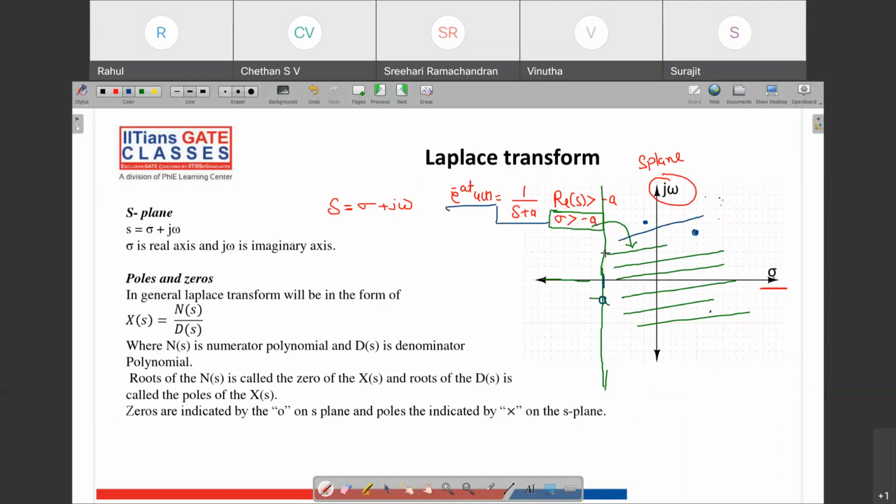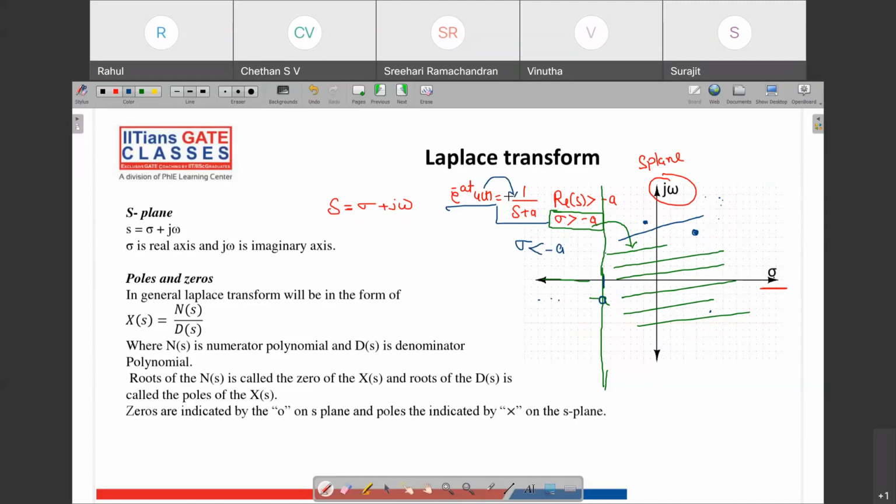But on the left side of this vertical line, the Laplace transform is not going to converge, because on the left side of this vertical line, sigma will be less than minus a. So if you pick up any point on the left side of this vertical line, sigma will definitely be less than minus a. So this is what we call a region of convergence. This is the region where your Laplace transform is going to converge to this expression.